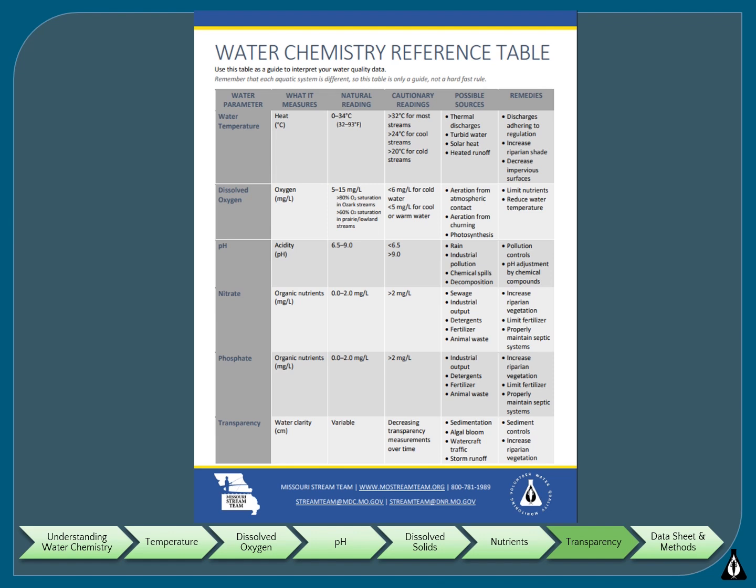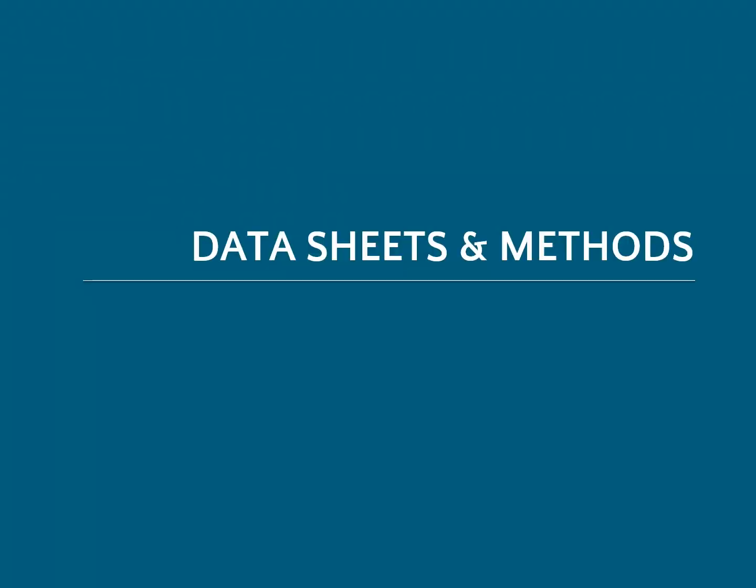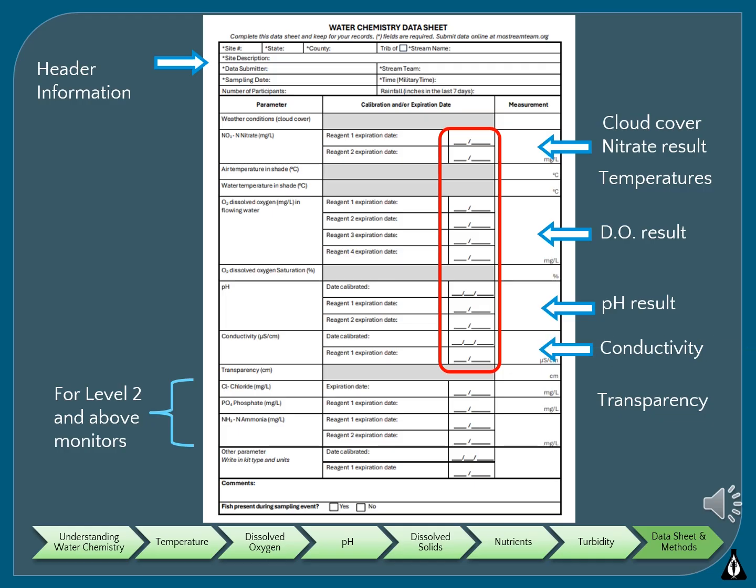Alright, we're going to talk about the data sheet for collecting water chemistry as well as briefly go over some methods. The water chemistry data sheet is similar to the other data sheets with the header information. You'll want to put in your site number, the county, the stream name, your site description, your name, the stream team that you want your data to be associated with, and all of the other site location information as well as who went out there with you.